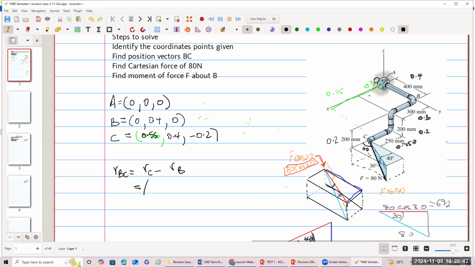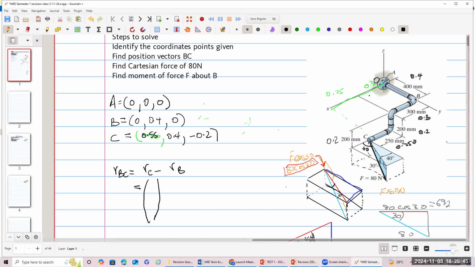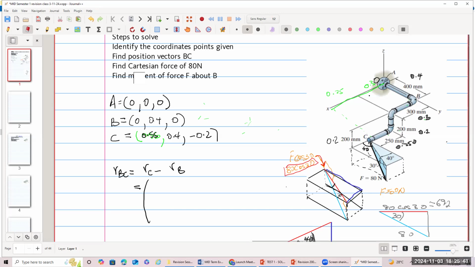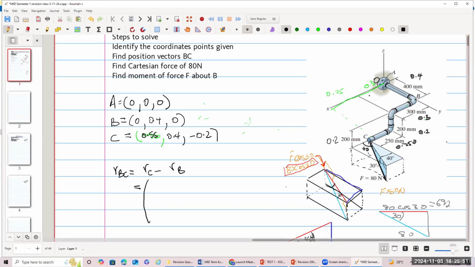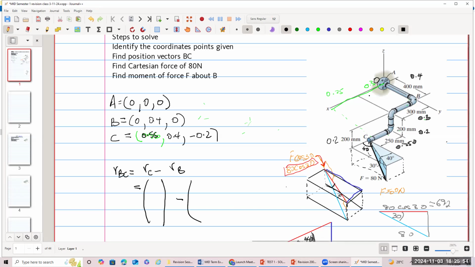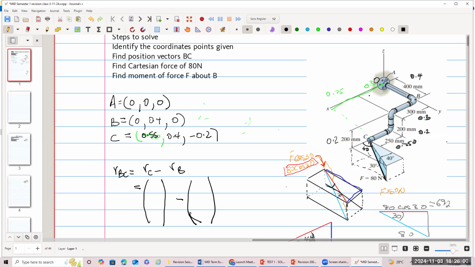And therefore now, what is C? Let's put C there. I like to do it this way because it helps you to see them clearly. Some of you can just look at it and know that you take x from x, y from y, z from z. But just to make sure you do it correctly, we're going to write them this way. So C is 0.5, 0.4, minus 0.2. B is 0, 0.4, and 0. The end result gives you 0.5, 0, 0.